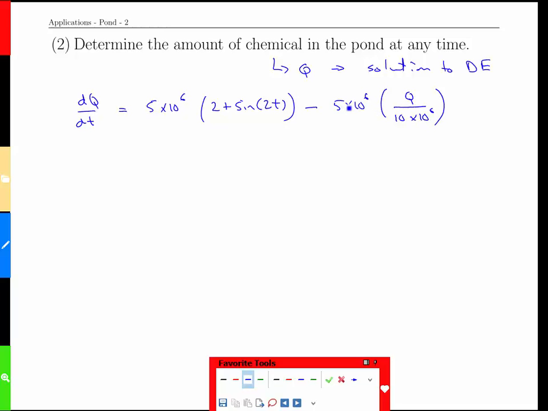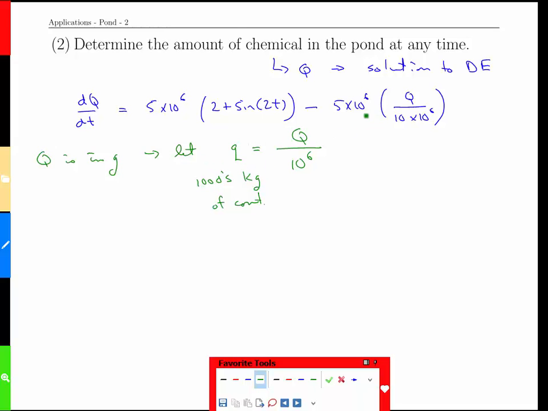Now, when you have some ugly numbers like these running around, it can be helpful to rescale things. Remember that Q here is grams. That is going to be a huge number because we have a very big pond. So what we might want to do is let Q, little q, be, we've got 10 to the 6s around, so let's let little q be the thousands of kilograms of contaminant. And how would that work? Well, we take the number of grams and we divide it by 10 to the 6th. If you divide by 10 to the 3, that's kilograms. Divide by 10 to the 6th, we're going to have thousands of kilograms.